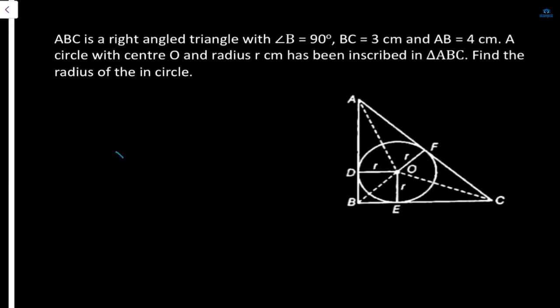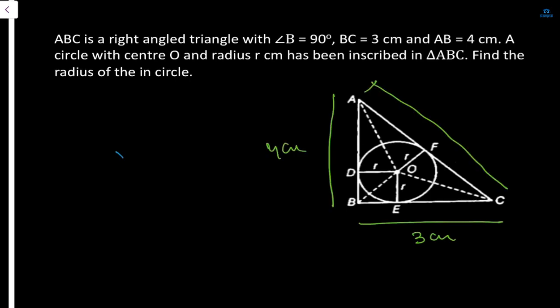ABC is a right angle triangle with angle B as 90 degree. BC is 3 centimeter. AB is 4 centimeter. And if you find it with the Pythagoras theorem, you'll get this as 5 centimeter. This is not given; you have to find it out. Now you need to find the value of radius R.